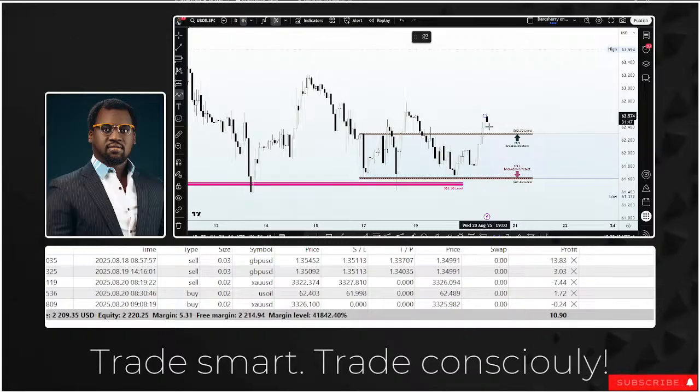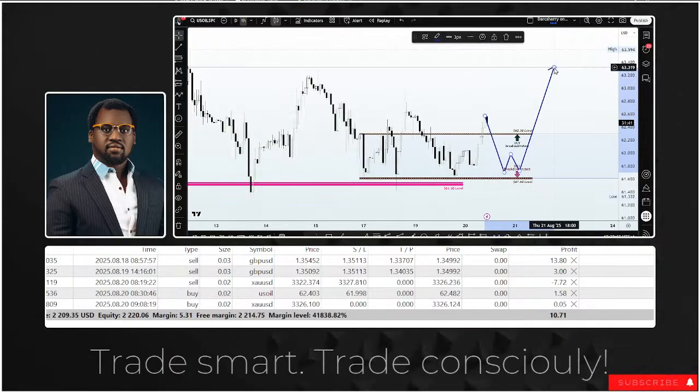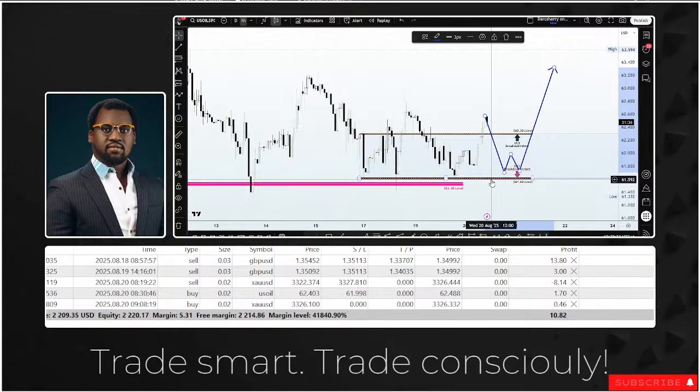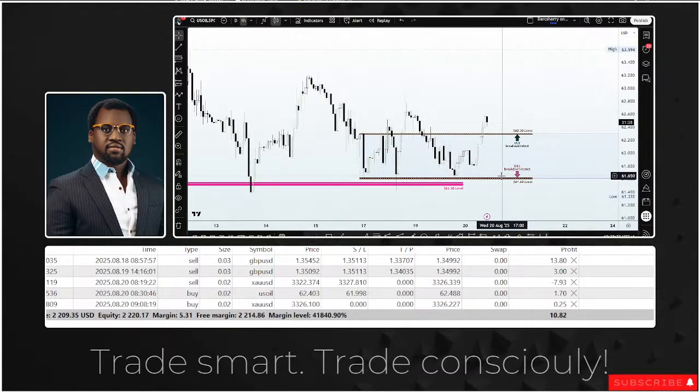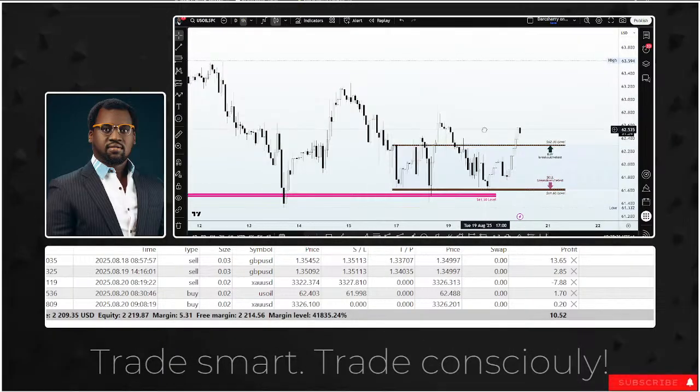Even if price drops into the zone, as long as it remains above the $61.50 level, we feel comfortable in our buy position. All right, so we are not considering selling unless the key level at the $61.50 level is broken and retested. So that is my simple view on the US crude oil going into the second half of the week.